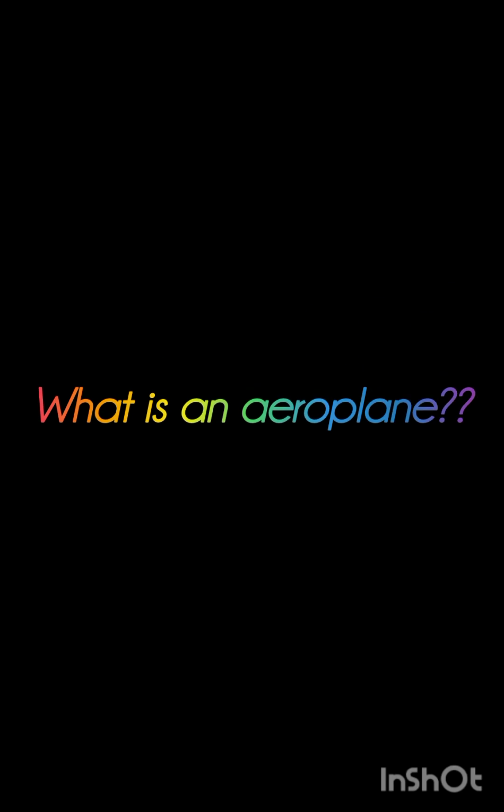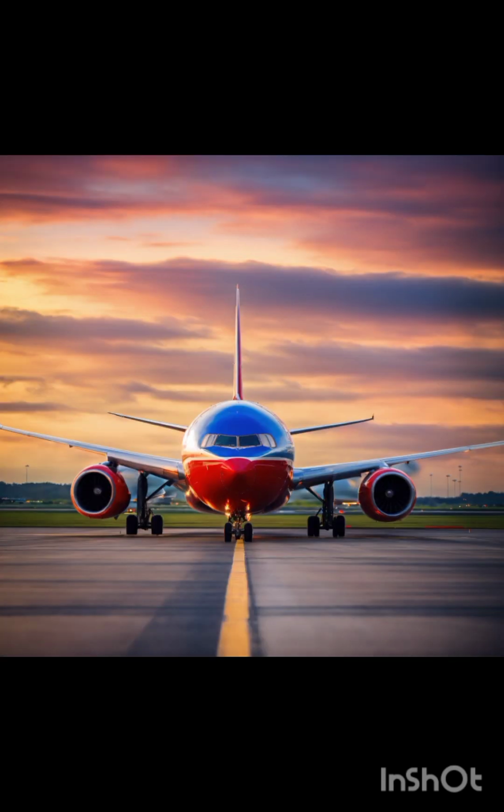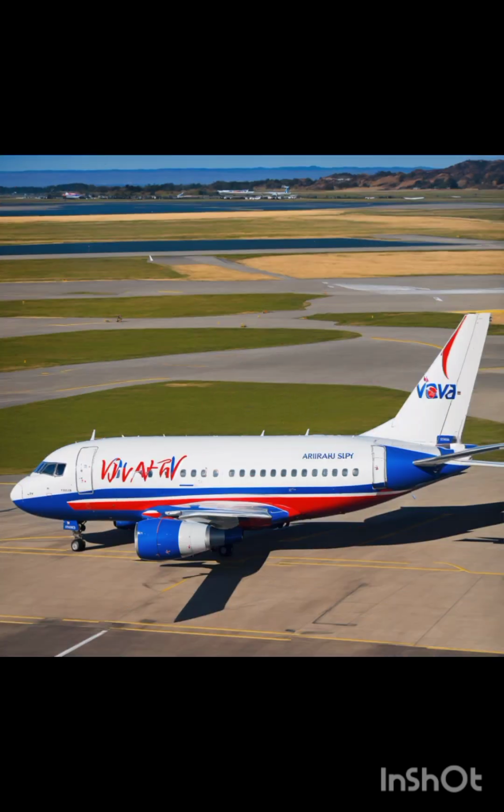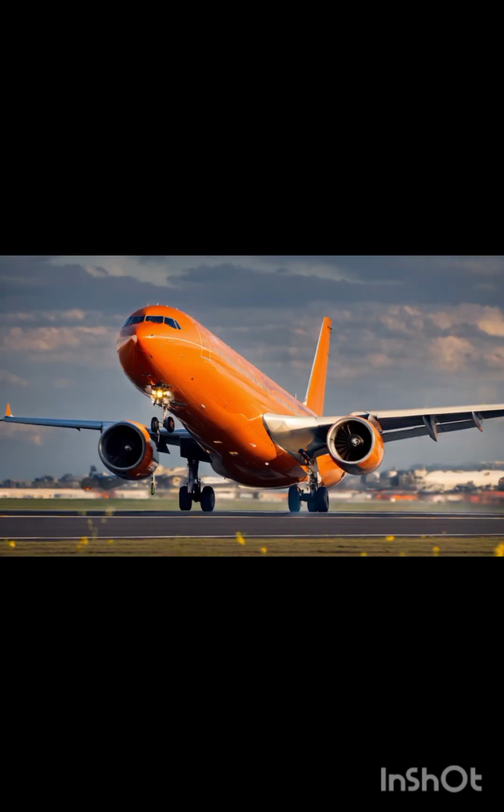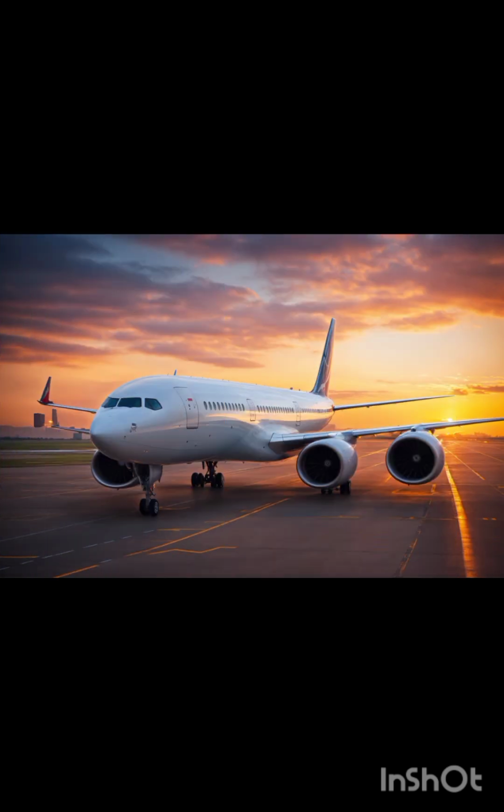What is an aeroplane? An aeroplane, often shortened to plane, is a fixed-wing aircraft that is propelled forward by thrust from a jet engine, propeller, or rocket engine. Airplanes come in a variety of sizes, shapes, and wing configurations. The broad spectrum of uses for airplanes includes recreation, transportation of goods and people, military, and research.